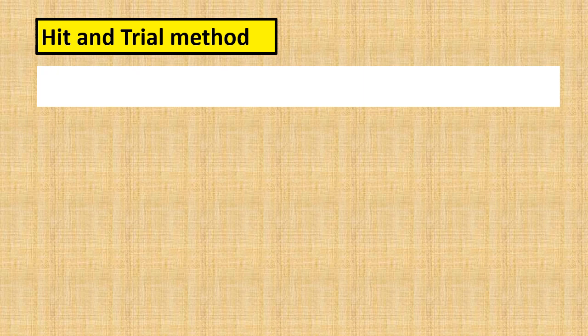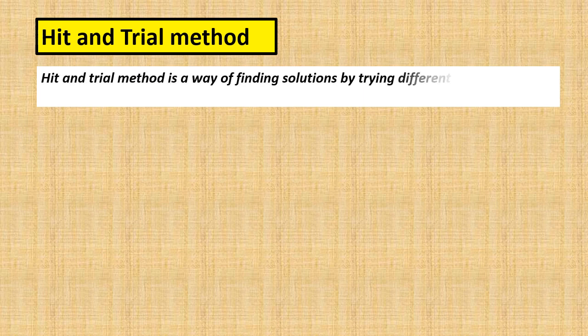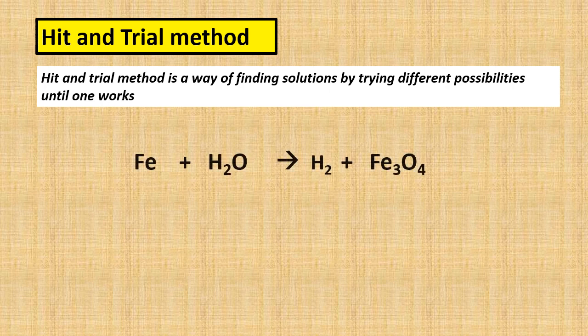What do you mean by hit and trial method? Hit and trial method is a way of finding solutions by trying different possibilities until one works. Now move to the equation: Fe plus H2O gives H2 plus Fe3O4.